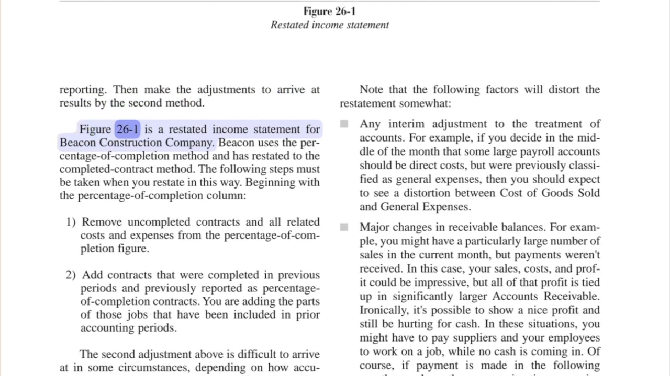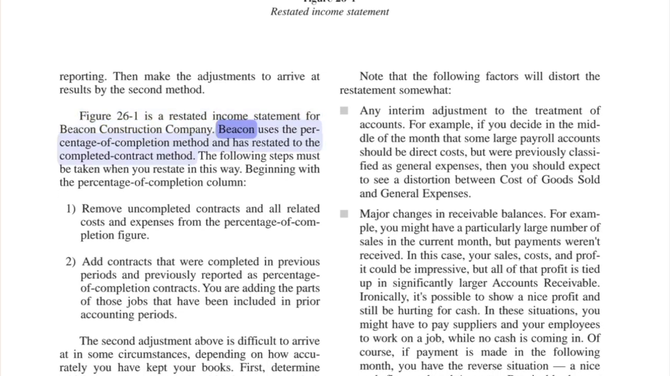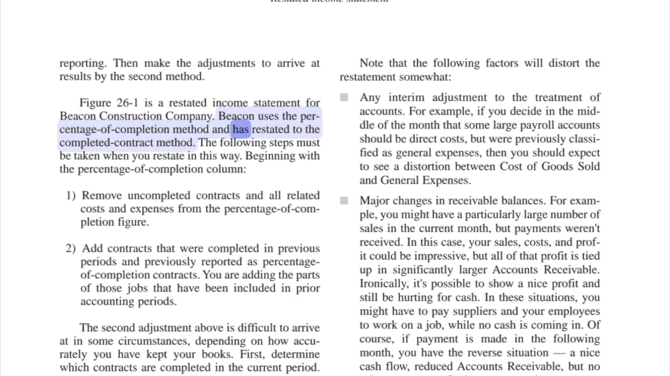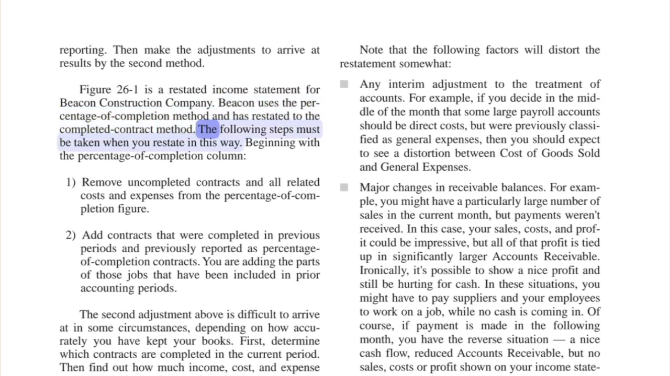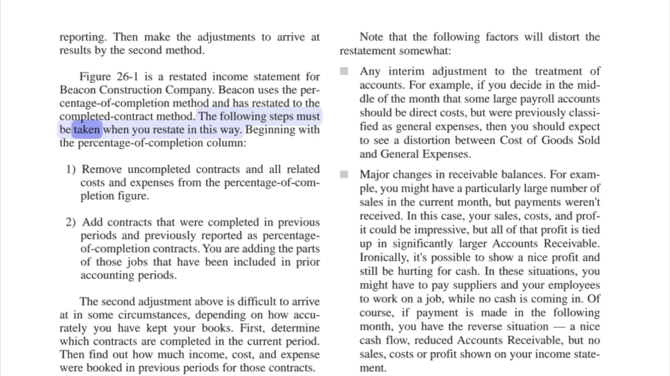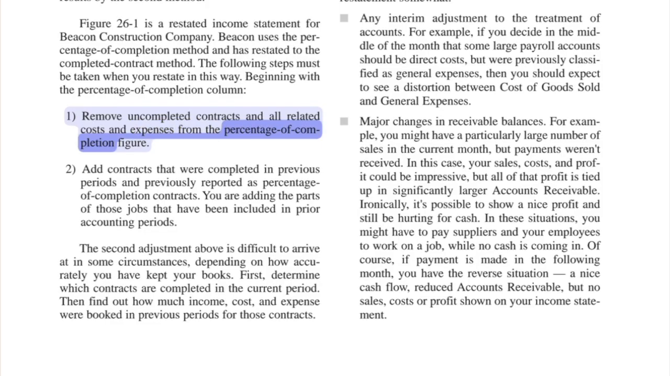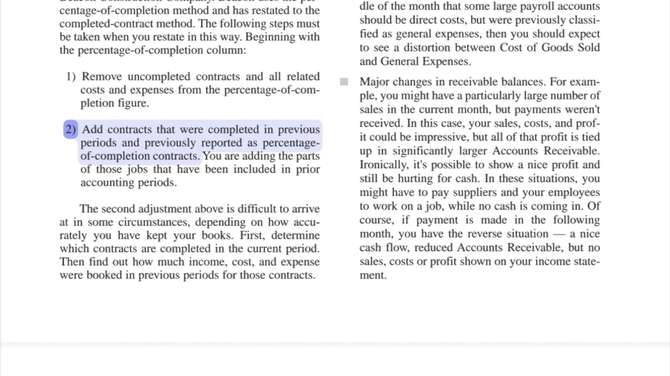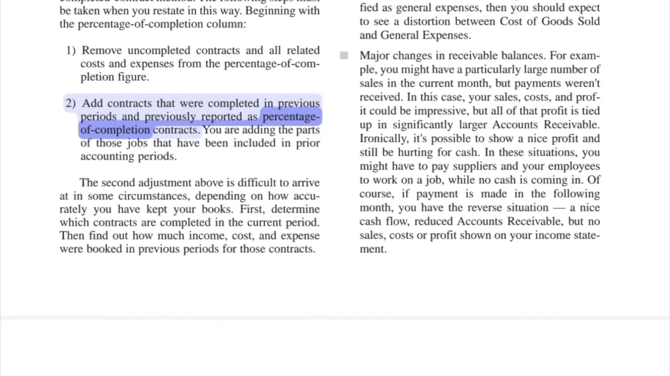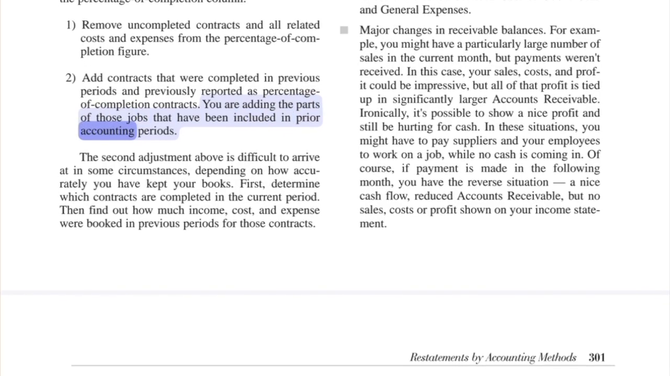Figure 26-1 is a restated income statement for Beacon Construction Company. Beacon uses the percentage of completion method and has restated to the completed contract method. The following steps must be taken when you restate in this way. Beginning with the percentage of completion column: 1. Remove uncompleted contracts and all related costs and expenses from the percentage of completion figure. 2. Add contracts that were completed in previous periods and previously reported as percentage of completion contracts. You are adding the parts of those jobs that have been included in prior accounting periods.